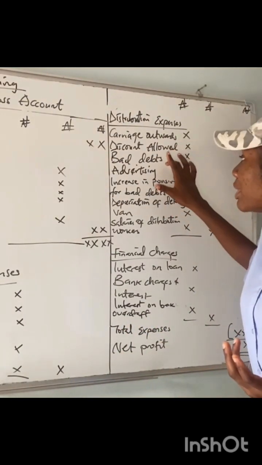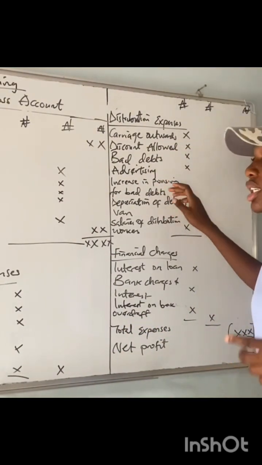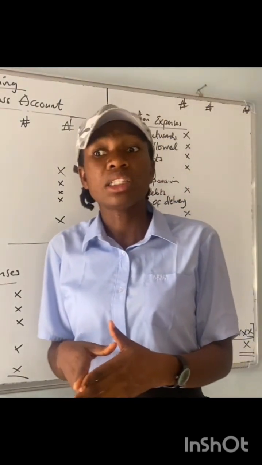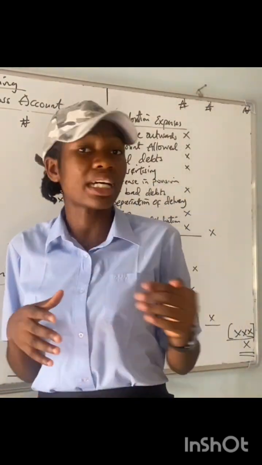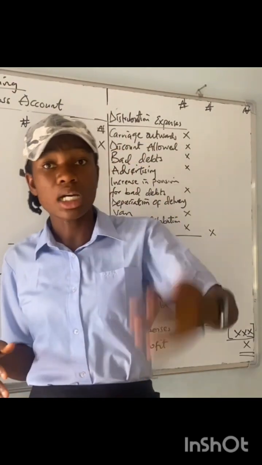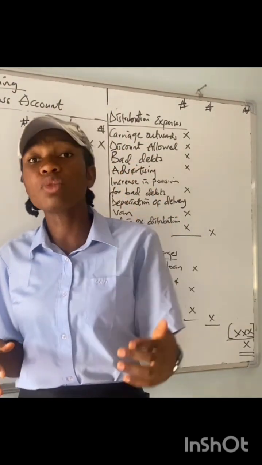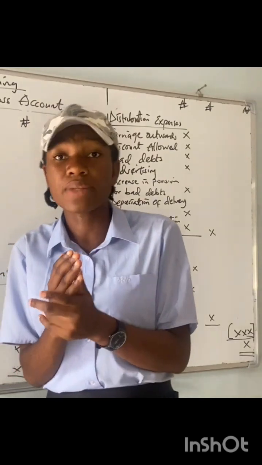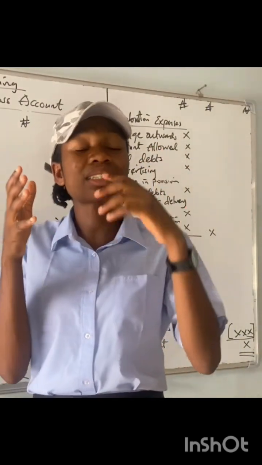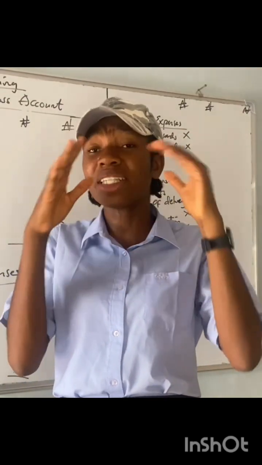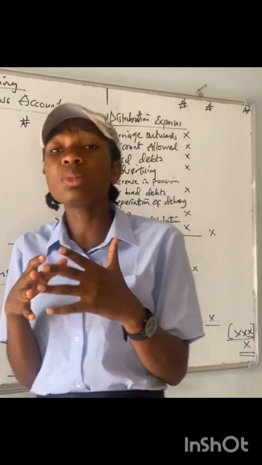They are also expenses. Now we have increase in provision for bad debt. Businesses as a whole try to make allowances. We'll be looking at this in another video, our subsequent video on provisions. So businesses try to make allowance for anything that can happen, especially in the business world.